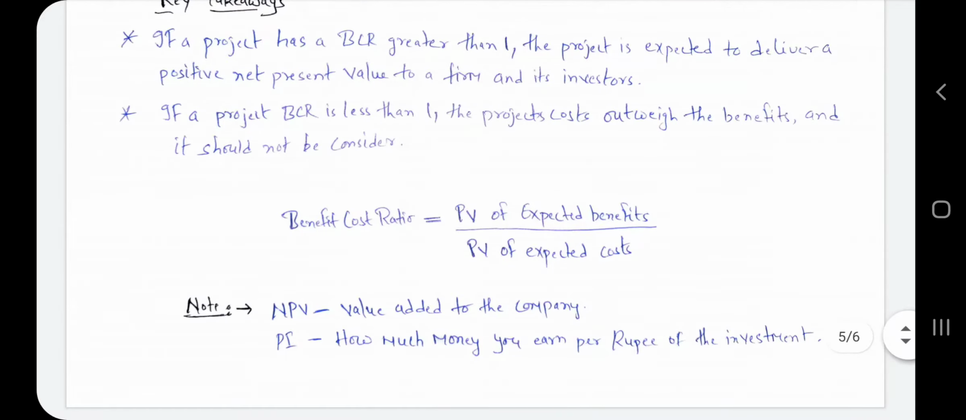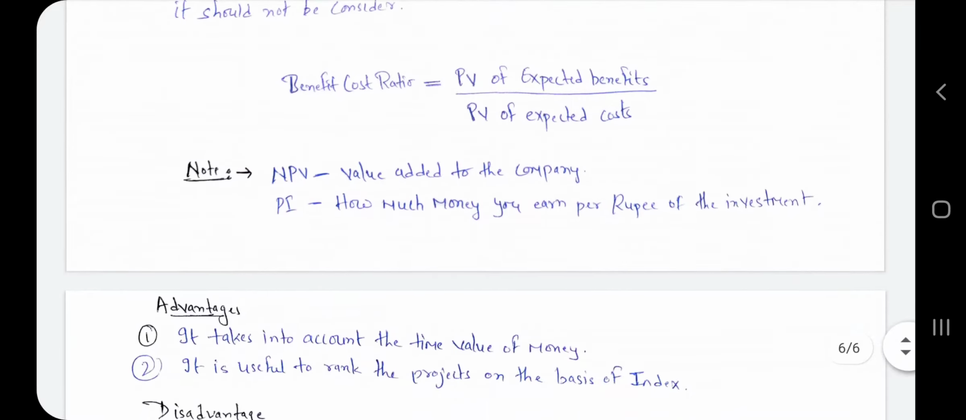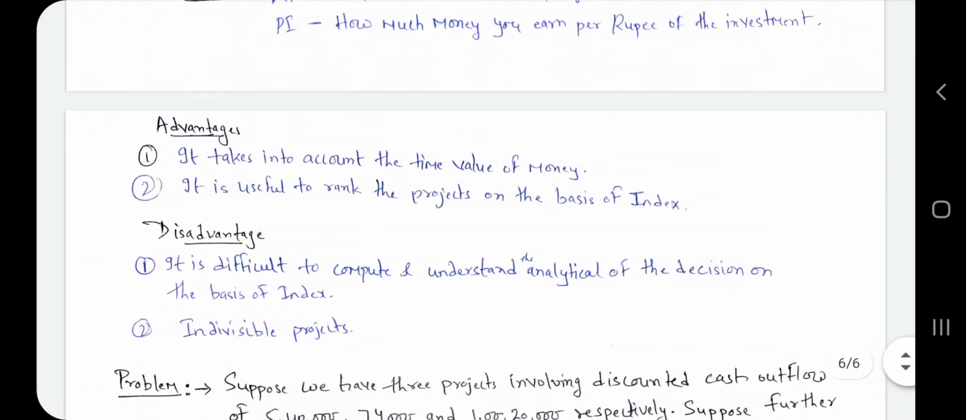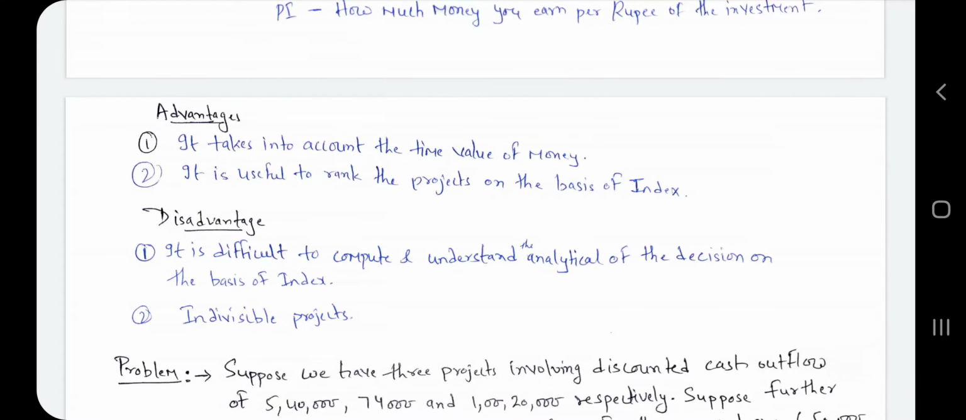Now see here, in NPV and profitability index, what is the difference? NPV is the value added to the company, it gives the value, but PI gives how much money you earn per rupee of the investment, means how much money you earn per rupee of cost. Now let's see the advantages and disadvantages of benefit cost ratio.